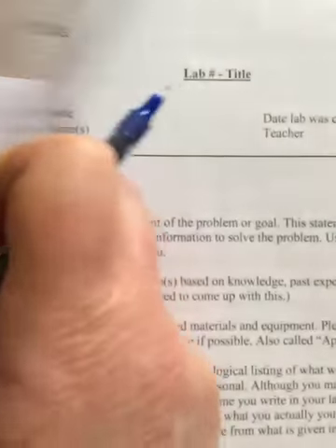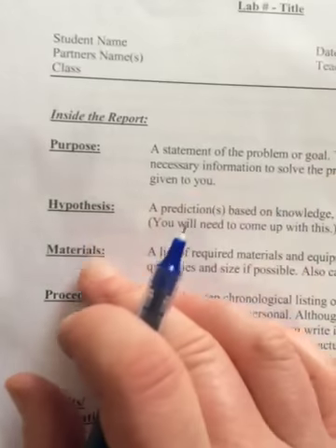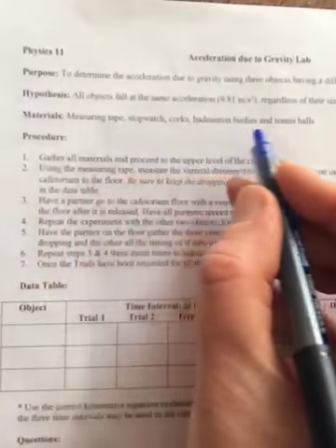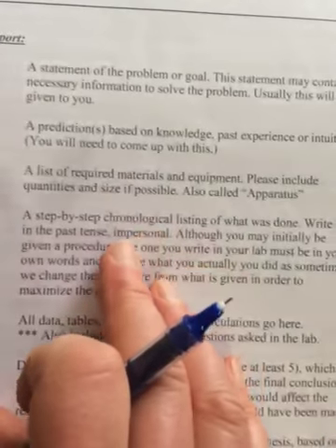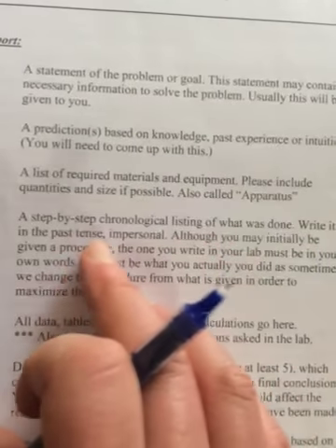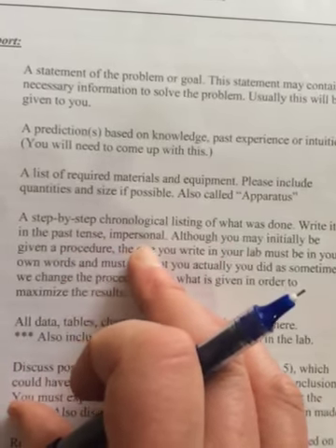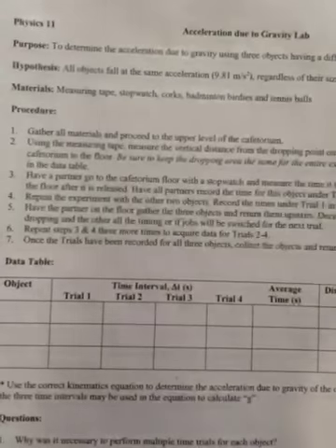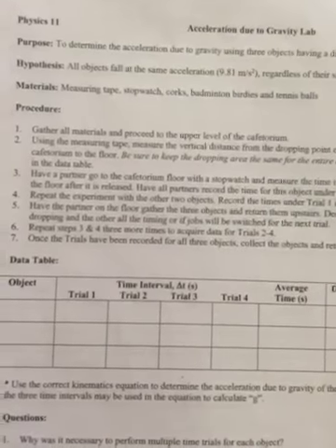The next part on how to write up the lab is your materials, and you can just list them exactly how they're listed because everything that we used is there. Okay, it's the procedure that's usually the tricky piece. The procedure is a step-by-step chronological listing of what was done, written in the past tense and impersonal. Okay, so you can't just take your procedure and put an ED on every verb you see because it's not going to be proper English.